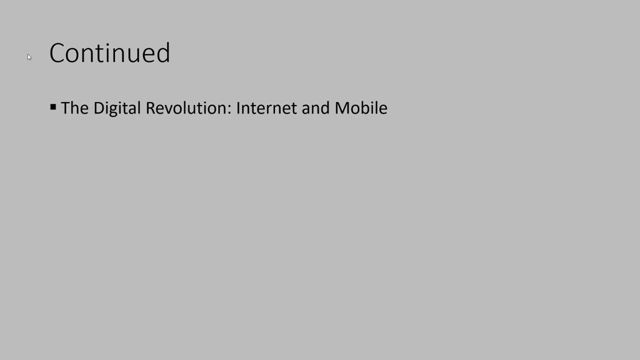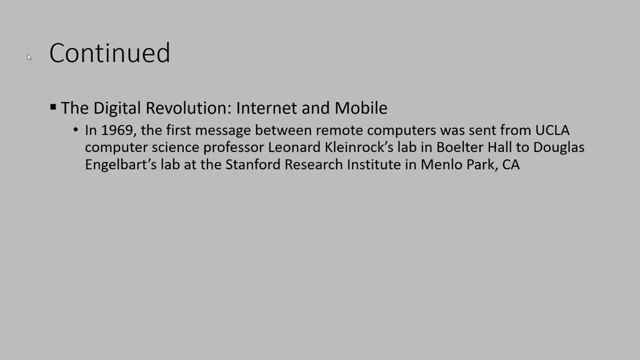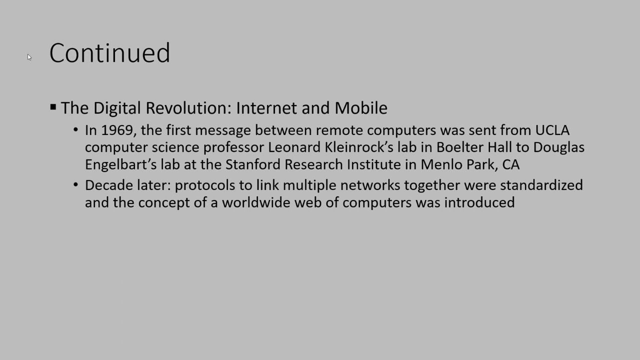Right. Digital revolution, let's get into this. Internet and mobile. In 1969, the first message between remote computers was sent from UCLA computer science professor Leonard Kleinrock's lab in, I think it's Boelter Hall, to Douglas Engelbart's lab at the Stanford Research Institute in Menlo Park, California.